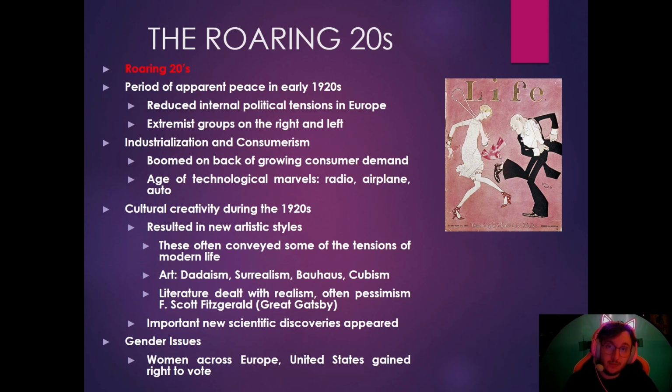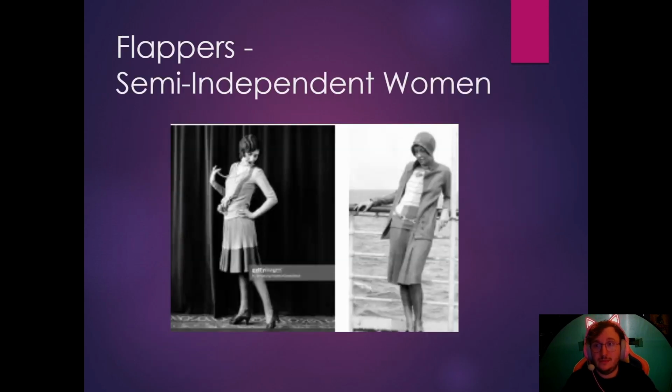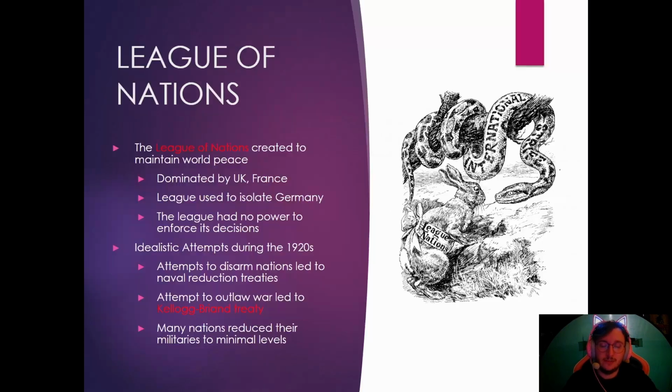But at the beginning of it, women gain the right to vote in the United States and Europe, which is a big step forward for a lot of movements, and prohibition, and a lot of things are going to happen in the 20s, right? We also have the birth of flappers. These are going to be semi-independent women who strike out on their own in the 20s, especially after the right to vote. It's an extremely important movement for women's rights.